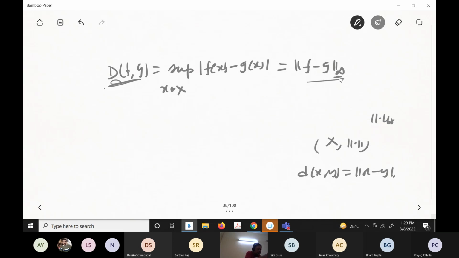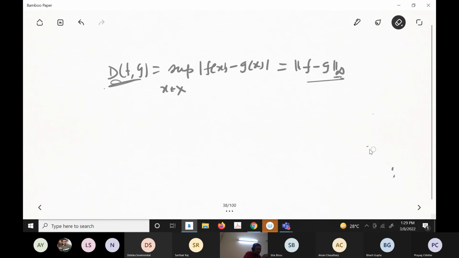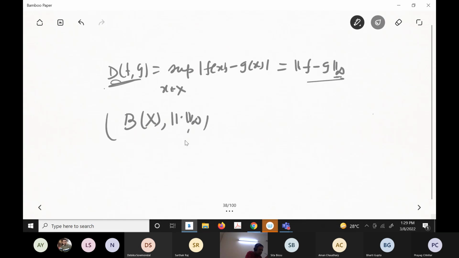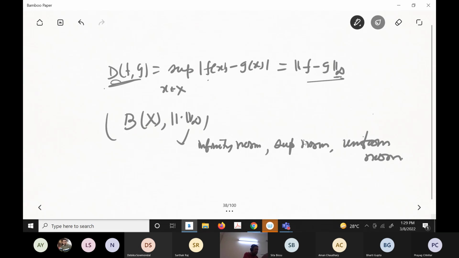So now you see, actually we are considering this normed linear space. And this norm is called the infinity norm, because we are using the notation infinity norm. Through the supremum, it is called by different names: supremum norm, sup norm, or uniform norm, because it gives you uniform convergence. These are just different names of the same norm.